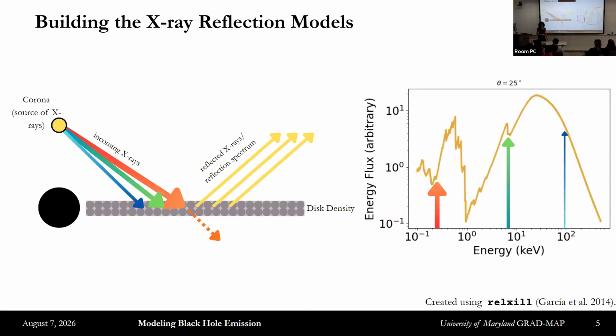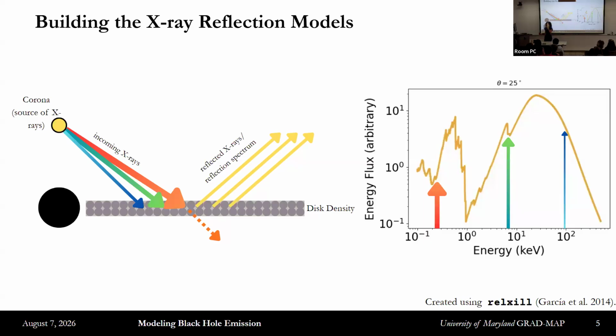Here is a predicted spectrum I created using the reflection model RELXILL. Along the x-axis is the energy of the X-ray photons. It's in log scale, so each tick is a factor of 10. Along the y-axis shows the energy flux, which is the amount of energy we receive at each photon energy per area per time. It is also on log scale. It's an arbitrary unit as we are prioritizing the physical shape of the spectrum and not necessarily its scale.